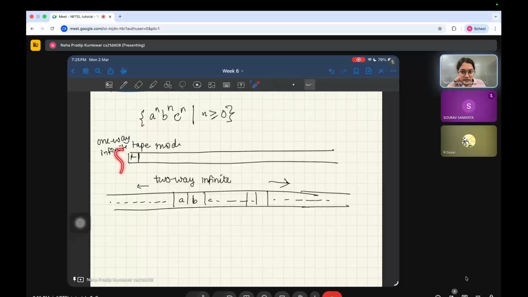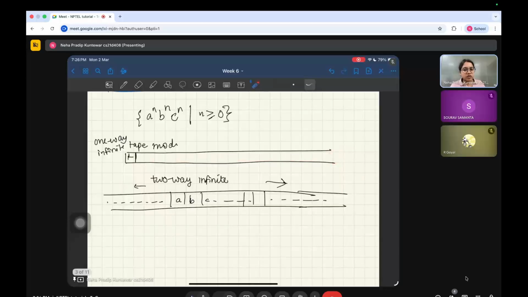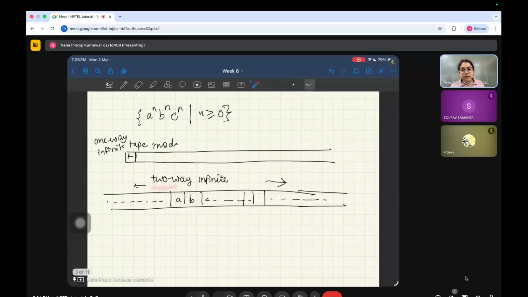But this question is somewhat different. We are saying both of these are single tapes only, right? This is a single tape where the left end is bounded and it is infinite towards the right, whereas in this model you have an infinite amount of space to the left and to the right. Both are single tapes, but one is infinite only towards the right, the other is infinite in both directions. So why are these two models equivalent?